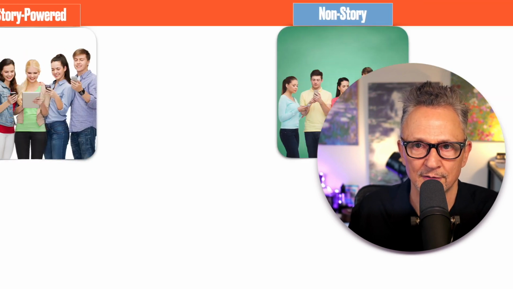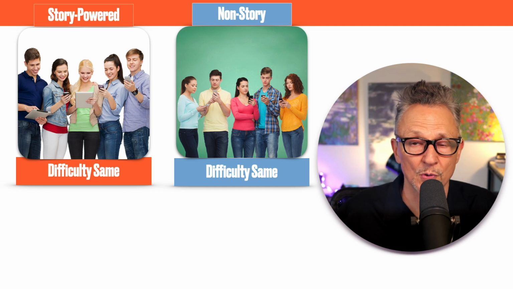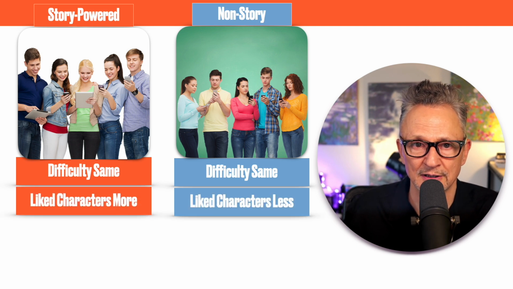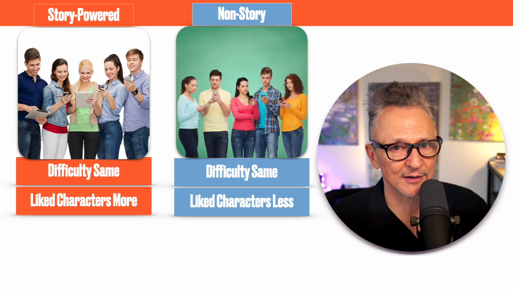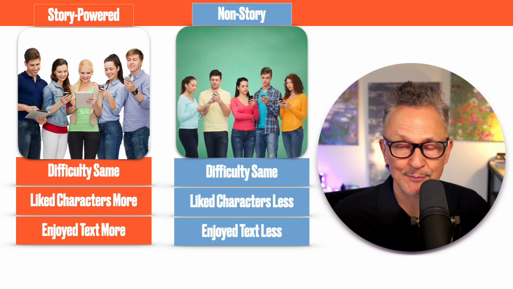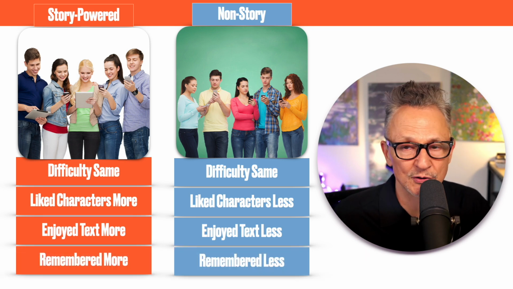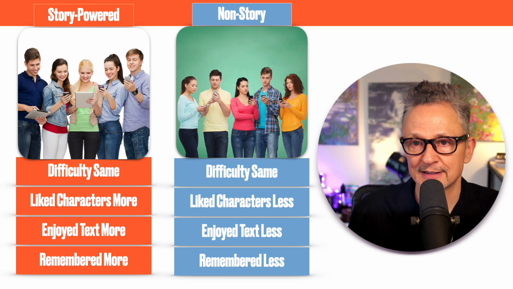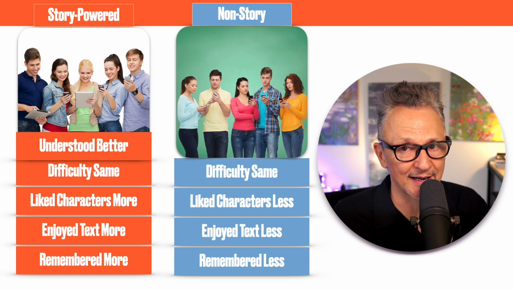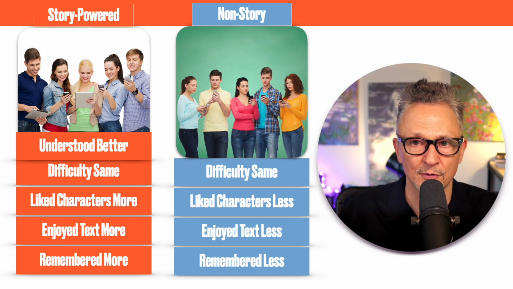So here were the results, all right? With the story-powered version, the difficulty was the same as the non-story version, so the learners found those texts equal in difficulty. But in the story-powered version, the learners liked the characters more, and in the non-story version, the learners liked the characters less. In the story-powered version, the students enjoyed the text more, and in the non-story version, the students enjoyed the text less. In the story-powered version, the learners remembered more, and in the non-story version, the learners remembered less, and of course, in the story-powered version, they also understood the text better. You can check out the results to that study. Just look at the reference list, and I think you can find that article online for an easy PDF download.